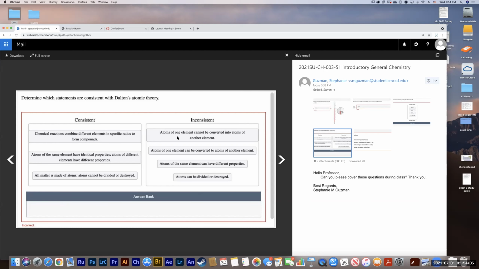Yeah, this top one should be consistent also. These bottom three are inconsistent, but the top one's right. Atoms of one element cannot be converted to atoms of another element, not through chemical reactions. That's the only one that's wrong, so I would put that over with the consistent ones. All the other last three are false. That one's true on the top.